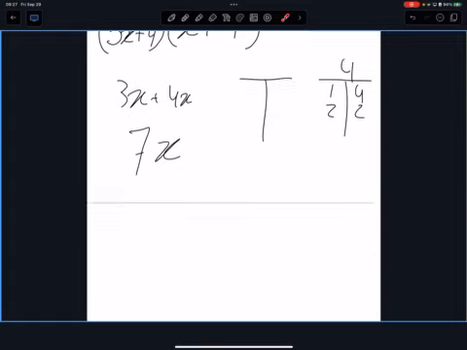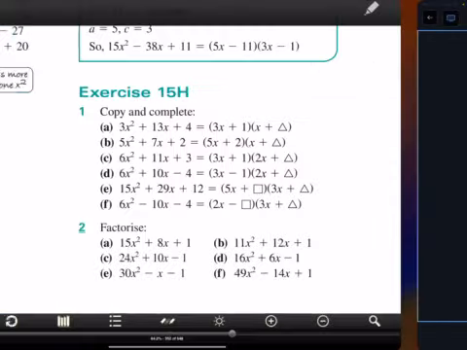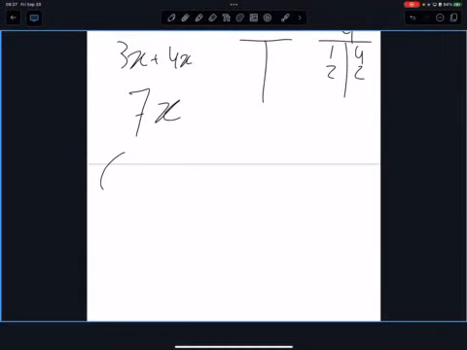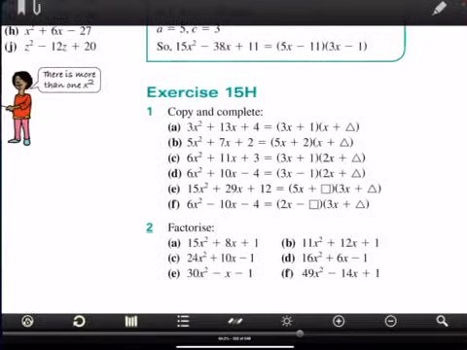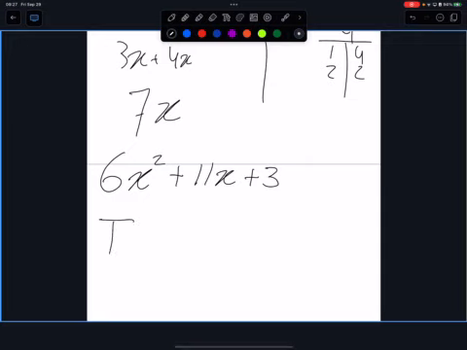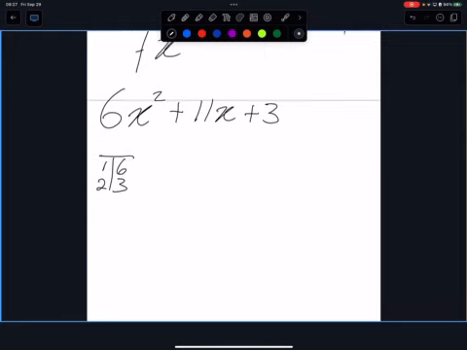Another one. Let's take one, 6x squared plus something plus 3. All right. The first thing you look at, 6x squared, or 6. What are the possibilities with 6? You have 1 and 6, and you have 2 and 3. So you have 2 different possibilities for the first one.